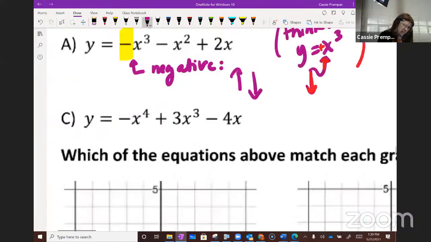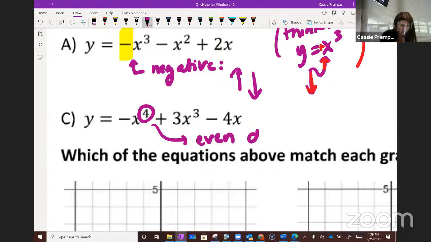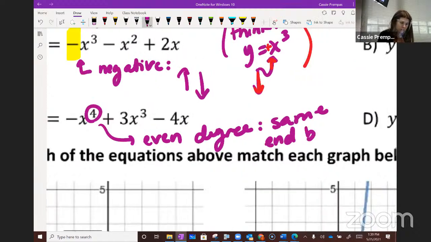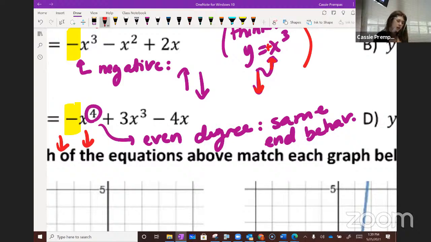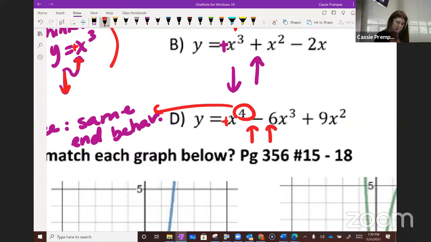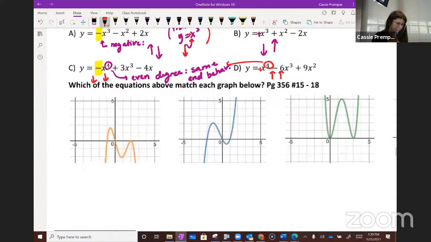Letter C, this is an even degree. Even degree, yep, have the same end behavior, and you guys even remember how. So since it's a negative leading coefficient, they're both going down. And for this last one, letter D, again, it's an even degree, so it's going to have the same end behavior, but since it's a positive leading coefficient, how do they both go? Up, up. Okay, use that to help you answer questions 1 through 4.